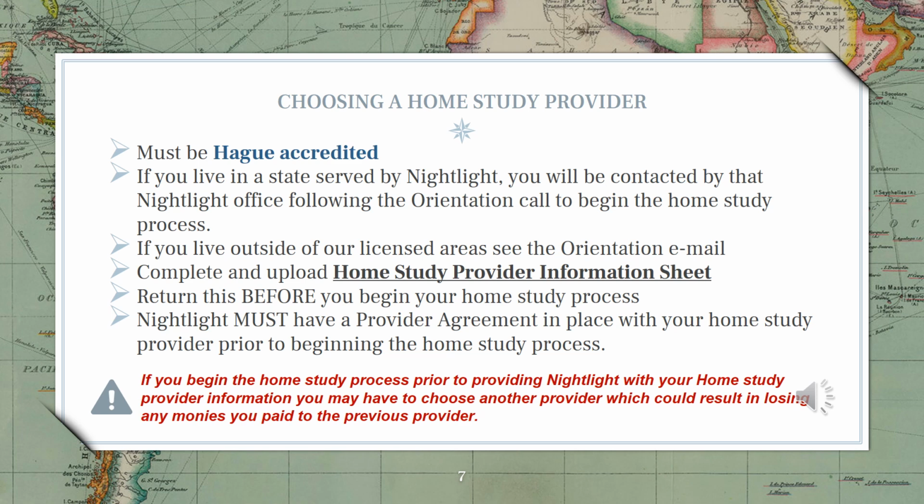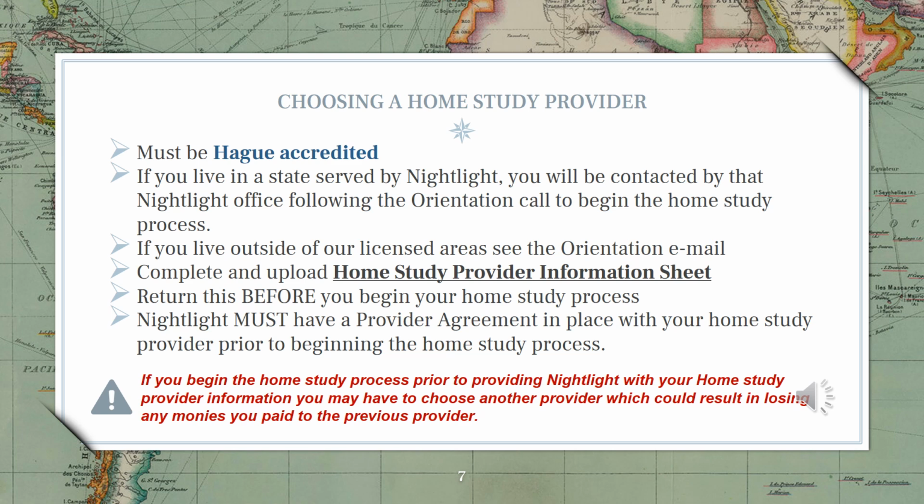Finally, once your application has been accepted by the Home Study Provider Agency, please complete and upload the Nigeria Service Plan as well as the Home Study Provider Information documents located on your International Orientation Documents checklist. It is very important that you return this before you begin the home study process.